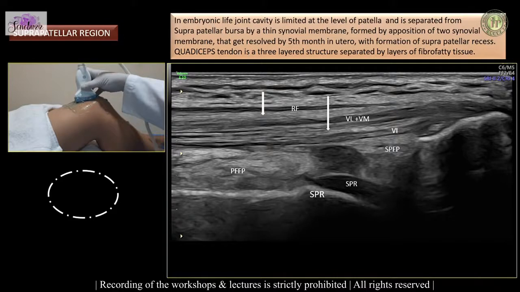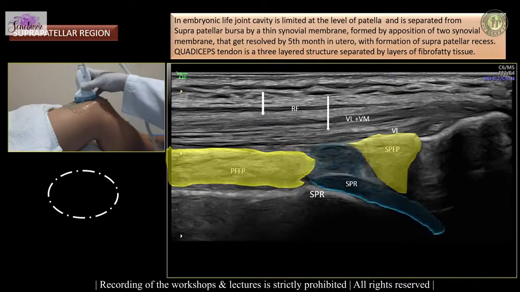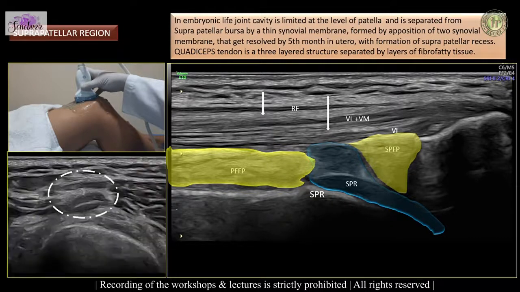Underlying this, we have the suprapatellar fat bed and the prefemoral fat bed, which are well defined and a little bit compressible, and in between them we have the suprapatellar recess, which is an important part because we have to check there for joint effusion, synovial thickening or loose bodies, etc. And even in cross section, we can demonstrate the trilaminar pattern of the quadriceps tendon very nicely.